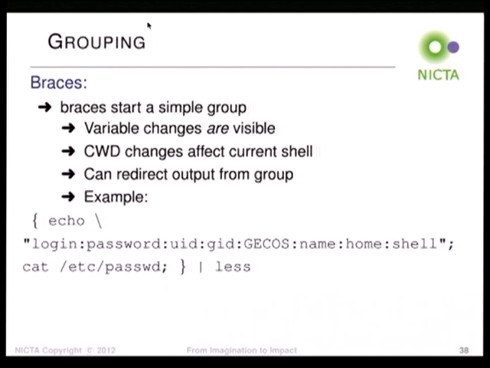So here's an example. What we want to do here is put a header above the password file. So we'll echo the header, cat the password file, and pipe the whole lot through less.